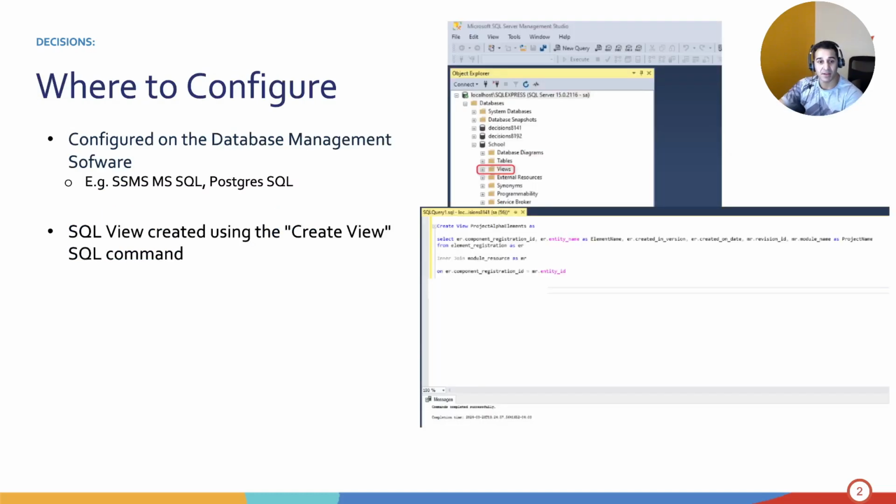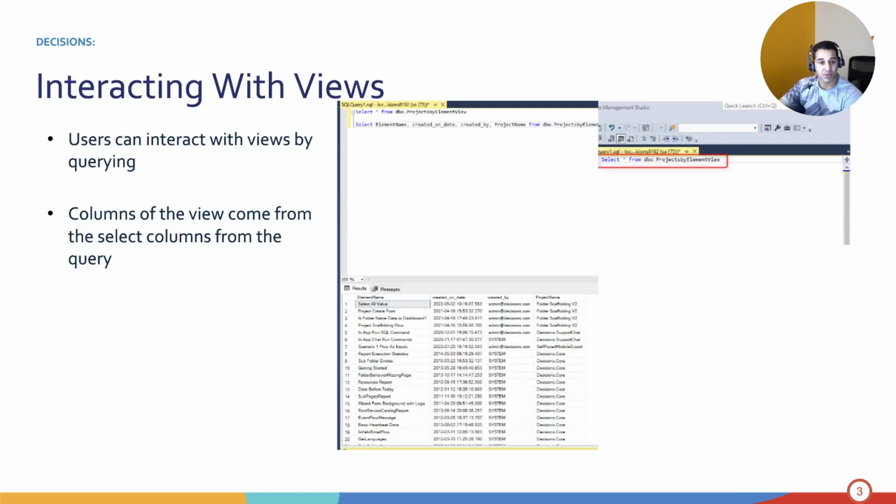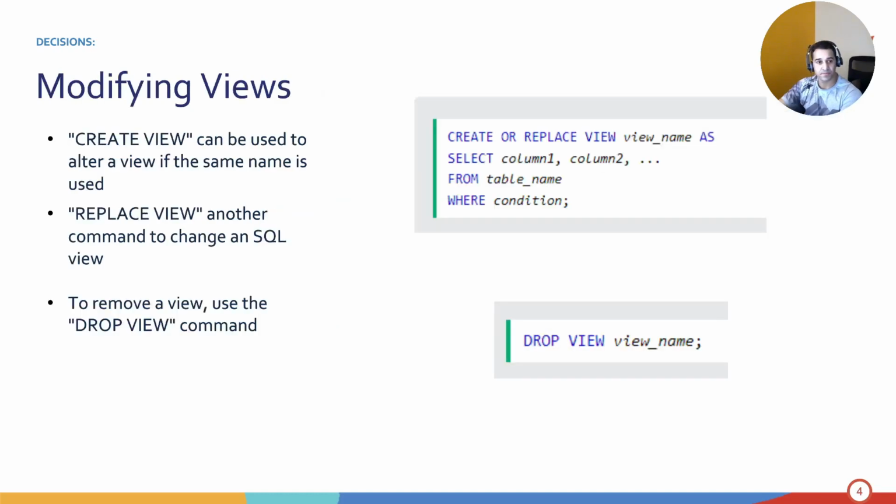So if I bounce back a couple of slides to this one, you see that in this view right here, we have this select element registration, component registration ID, and as ER, which in this case just stands for element registration, entity name as element name. Because that alias was configured inside of that view, when it is queried, you'll see that the first column there in that screenshot is element name. And so you can easily configure what columns you want in your view by just adding that column when you create the view to begin with.